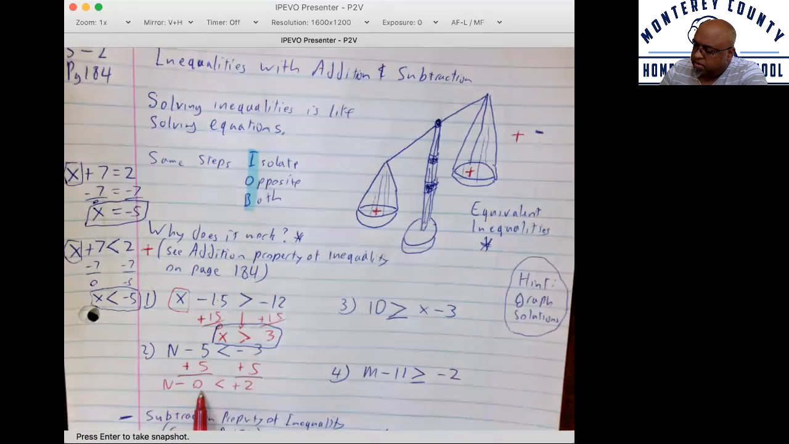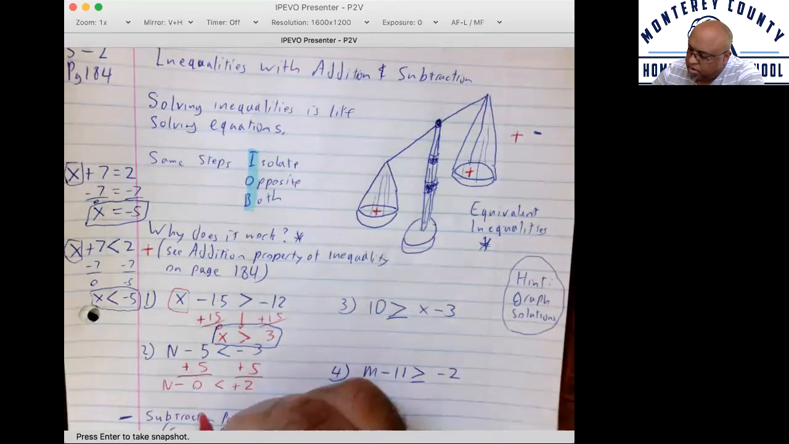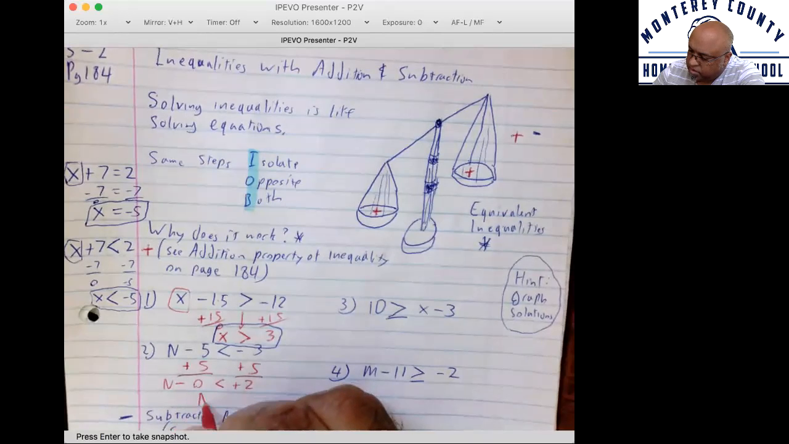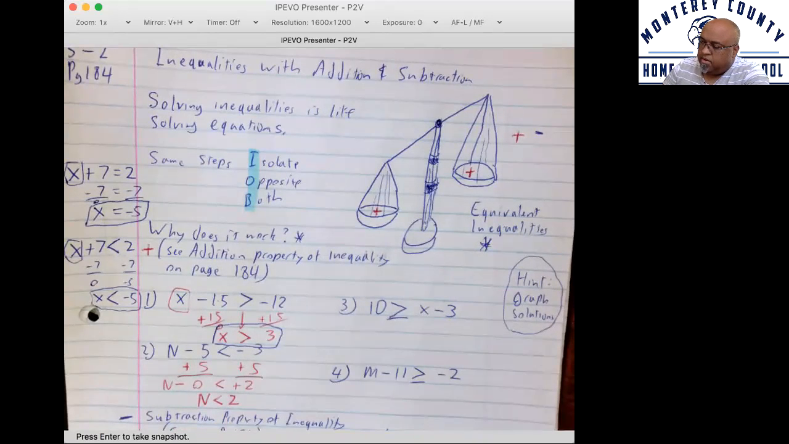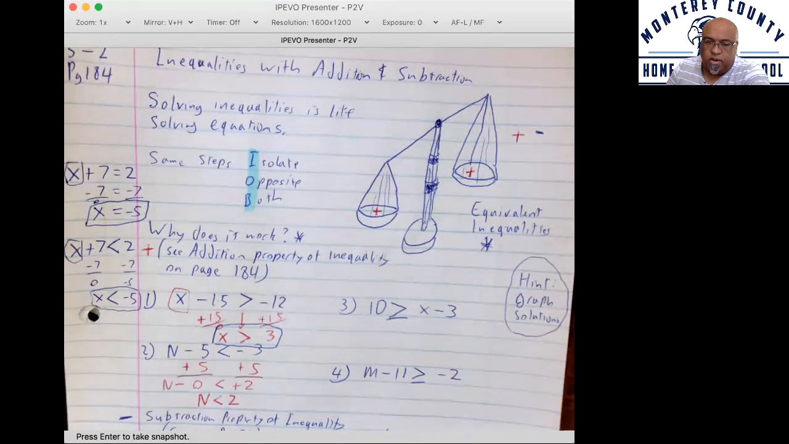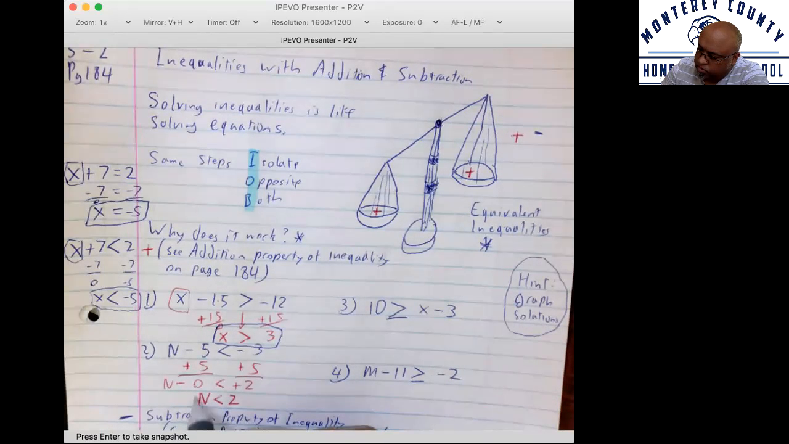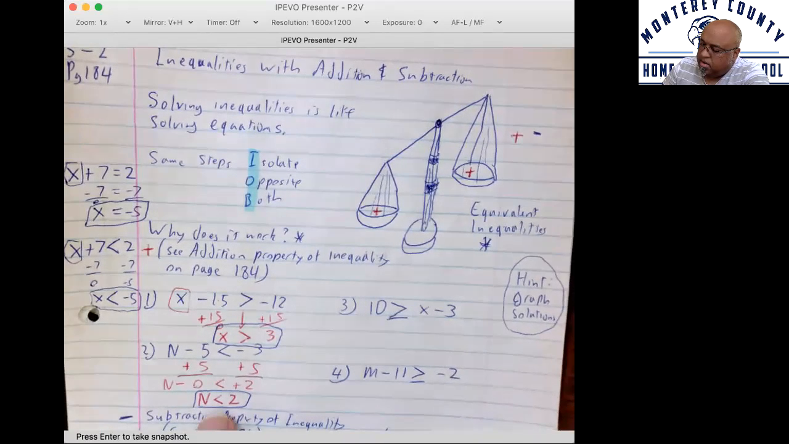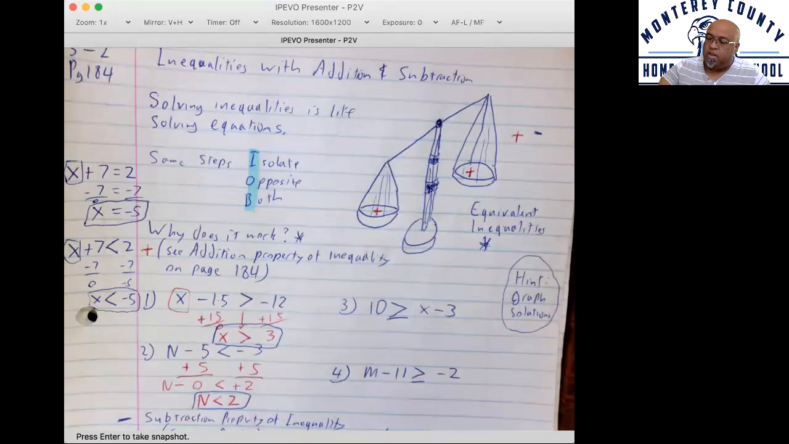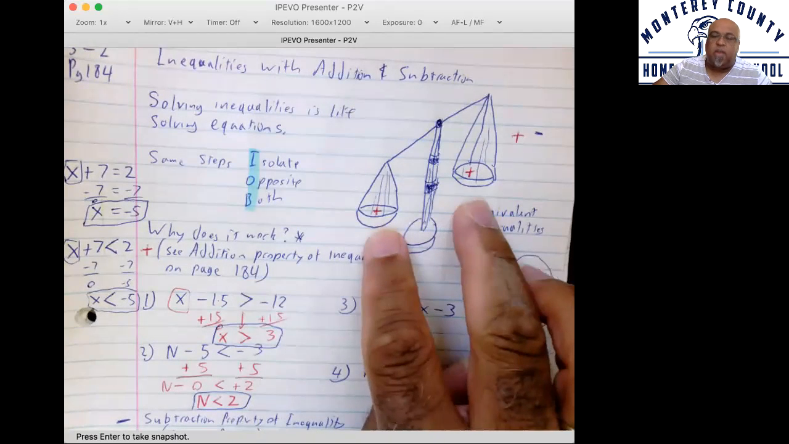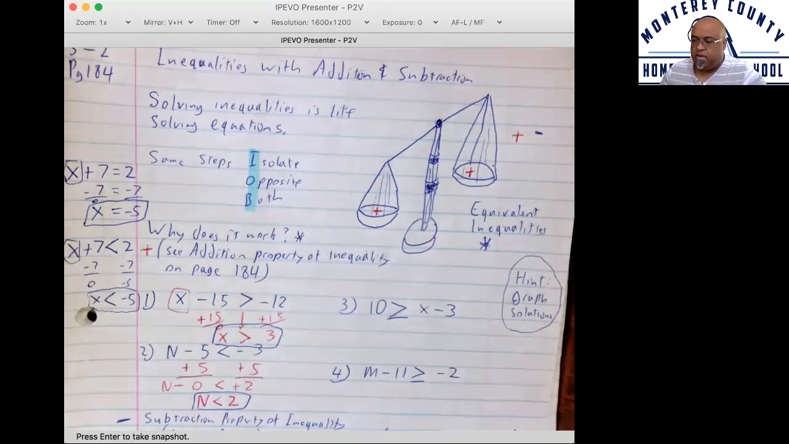So now I have n minus 0 is less than positive 2. So I'm going to simplify this. I don't need to write the minus 0. And since there's no other negative integer, I don't really need to write the plus sign. So my solution is n is less than 2. Okay? Now again, by adding 5 to both sides, I change my numbers, but the amount of unequalness stayed the same. Okay?